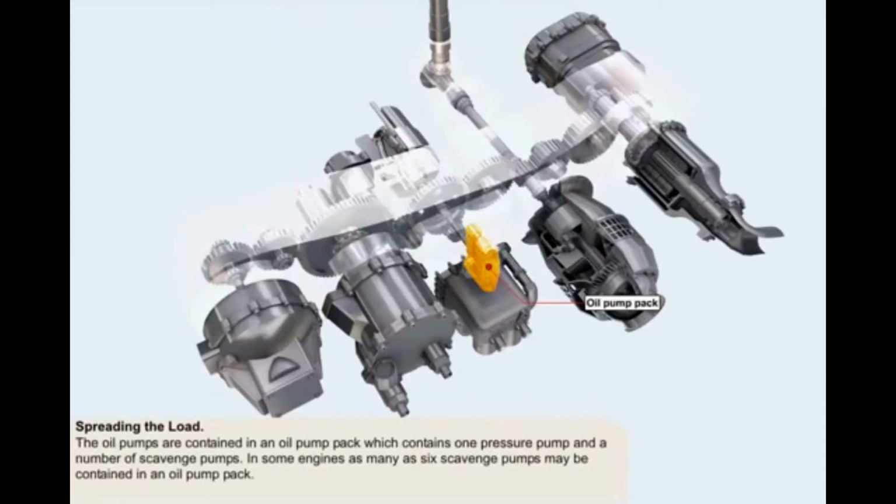This picture shows an accessory gearbox and some of the associated accessories. Worthy of interest are the oil pumps, which are contained in an oil pump pack, a unit which contains one pressure pump and a number of scavenge pumps. In some engines, as many as 6 scavenge pumps may be contained in an oil pump pack.